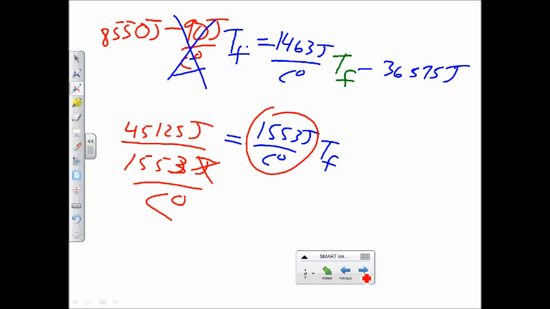Notice the joules cancel. And you said it comes out to be what? 29.05. So we need how many significant digits here? Three. So 29.1.